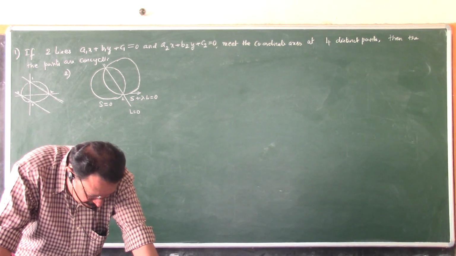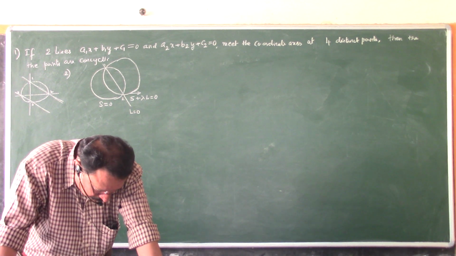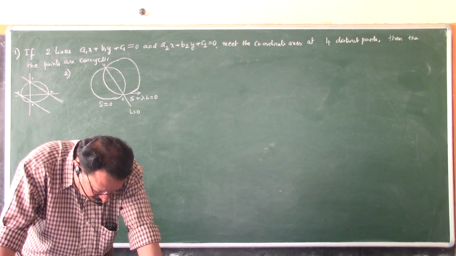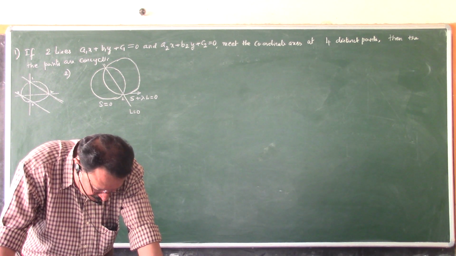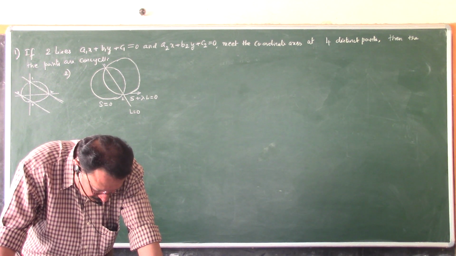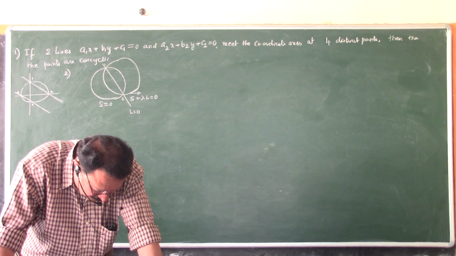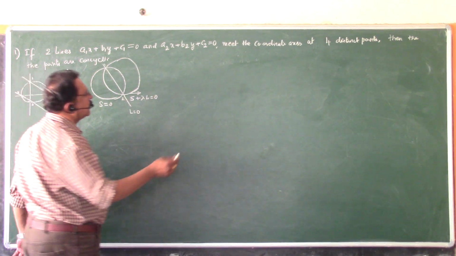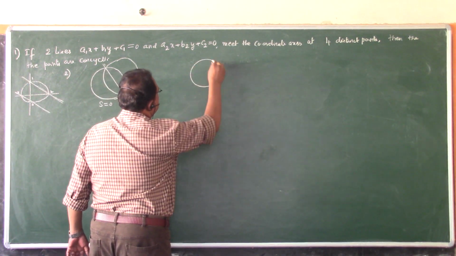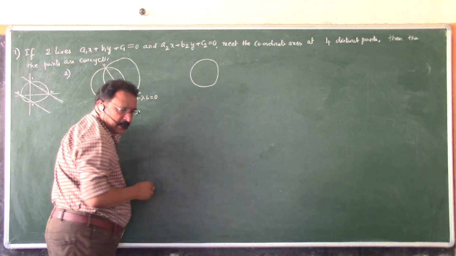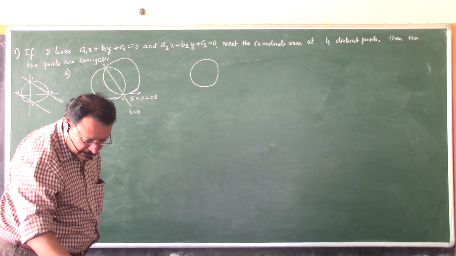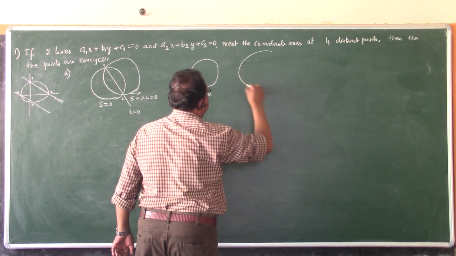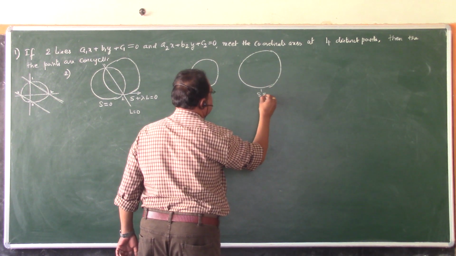Okay, now the next condition that is required is, let S is equal to 0 and S dash is equal to 0 be two circles with centers C1 and C2 and radii R1 and R2, and n be the number of common tangents. This is the first circle, and the first circle is named as S is equal to 0, and this is the second circle which is named as S dash is equal to 0.